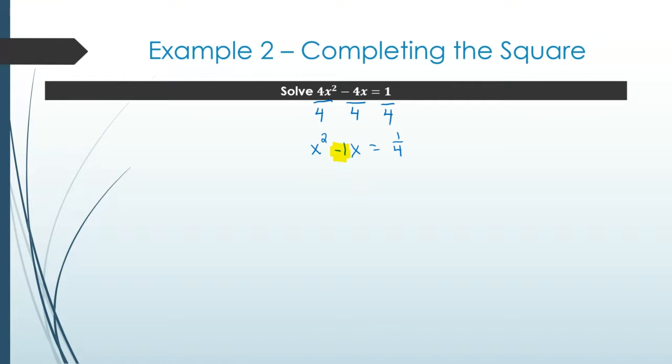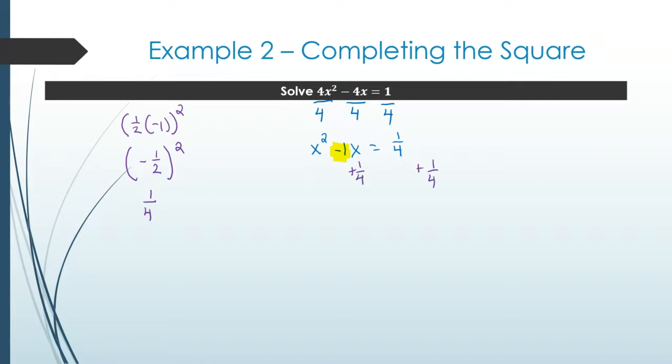I have that minus 1. So I'm going to take half of that minus 1, and I'm going to do this off to this side. So 1/2 the negative 1, and then square it. So 1/2 of negative 1 is negative 1/2 squared. And then when you square a negative, you get a positive, and squaring 1/2 is going to give you 1/4. You're squaring the 1 and squaring the 2. So I'm going to be adding 1/4 to both sides.